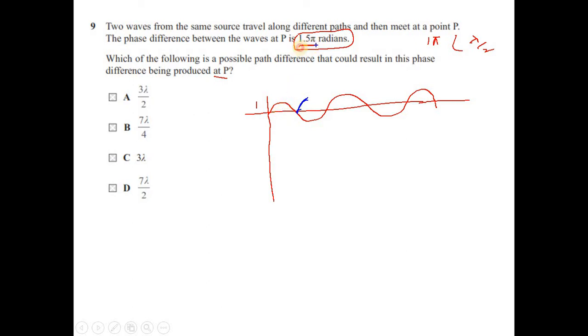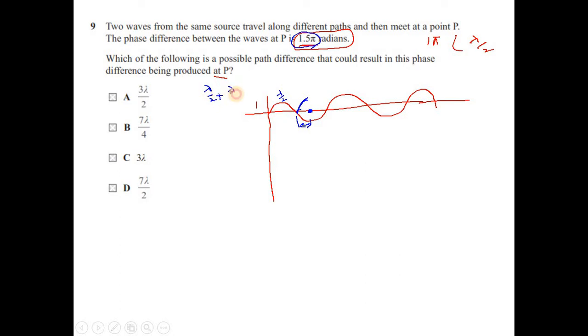But they are saying the phase difference is 1.5. That means the wave is starting from this position. So if you see the total length is lambda by 2, which is half of the wave, and then this additional length, so lambda by 4.